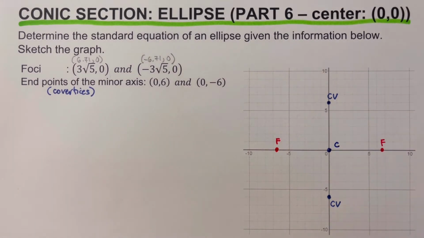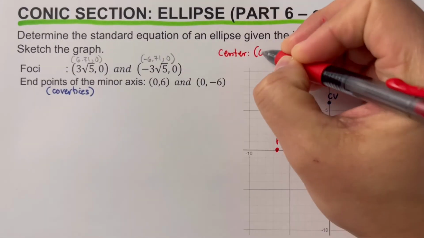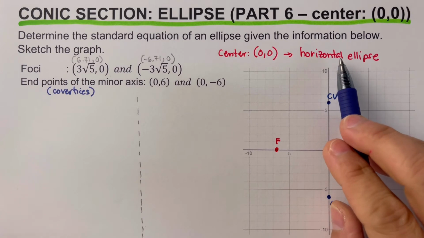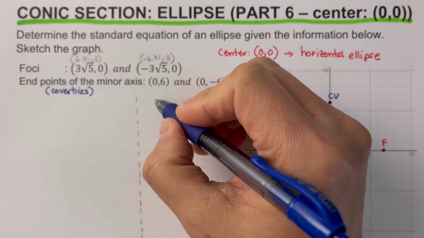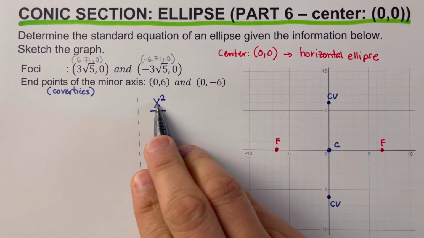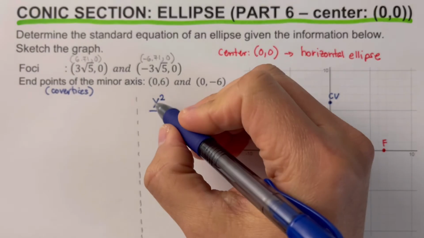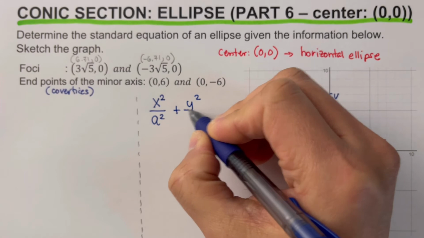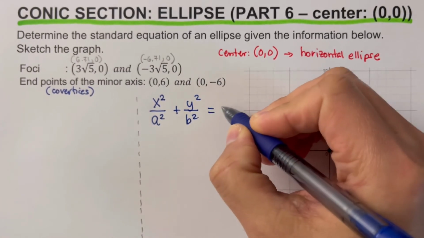So I'm going to label that as our center there. Now we see that our focus is on the x-axis. Therefore, this tells us that this ellipse is a horizontal ellipse. So I'm going to write that information up here. Since this is a horizontal ellipse, the general form is x squared over a squared plus y squared over b squared equals 1. Since it is horizontal, our a squared will be under the x squared, or the bigger value should be under the x squared.